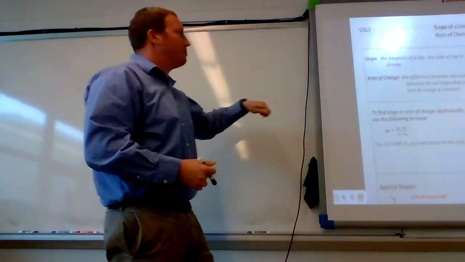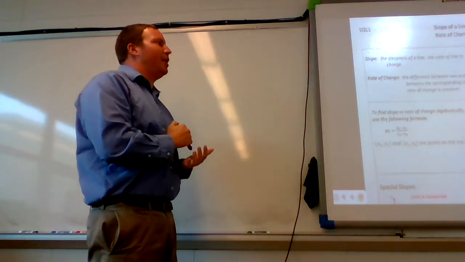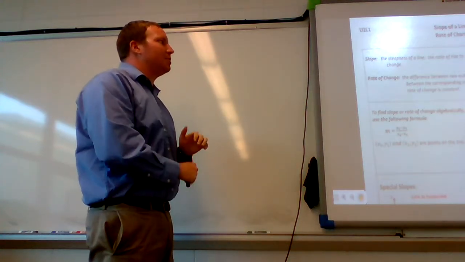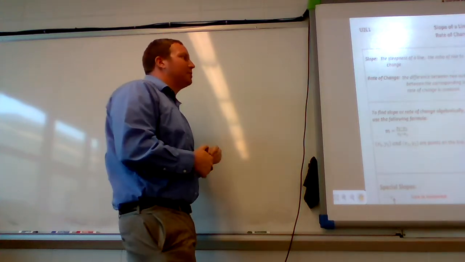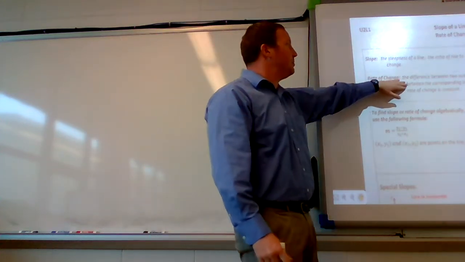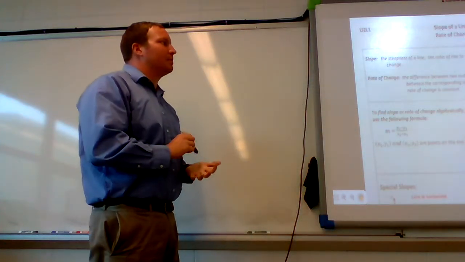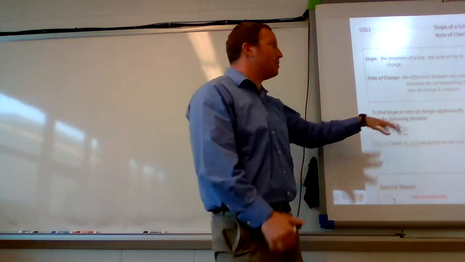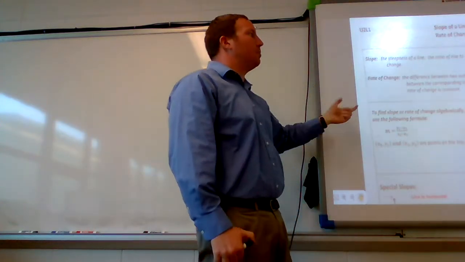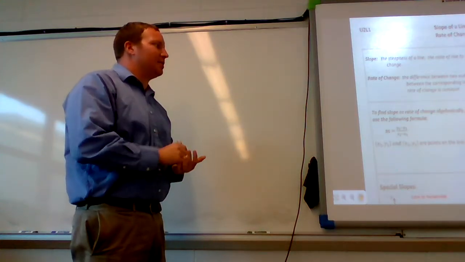So a slope of a line is the steepness of a line, the ratio of rise to run, or the vertical change to horizontal change. We can also think of it as rate of change for dealing with word problems. That's the difference between two outputs, so two y values, divided by the difference between the corresponding inputs or x values. So again, just think about two different points. For linear relationships, the rate of change is constant.